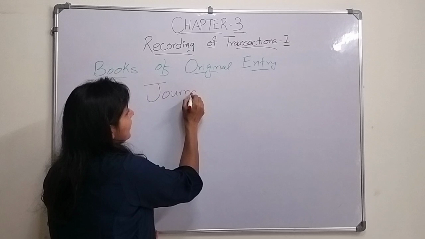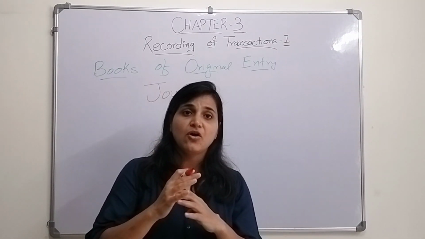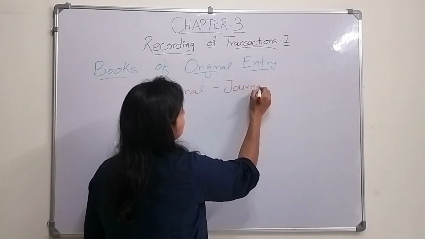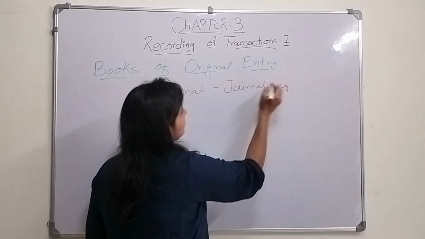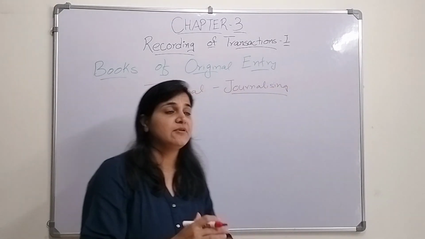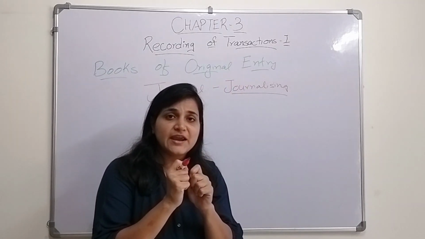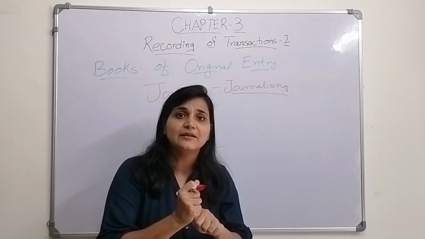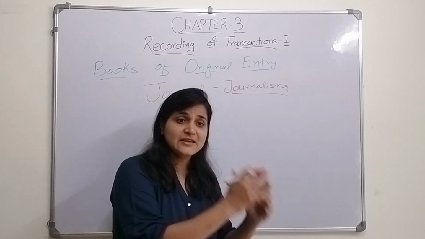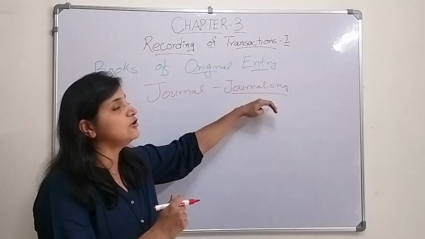Journal. These are considered the books of original entry. We record in the journal. It is called journalizing. This is what it is called when we record it in the books for the first time. That is the first entry that we make, and we make these entries based on source documents. Mind it, based on source documents, we record them in the books, and that is called journalizing.